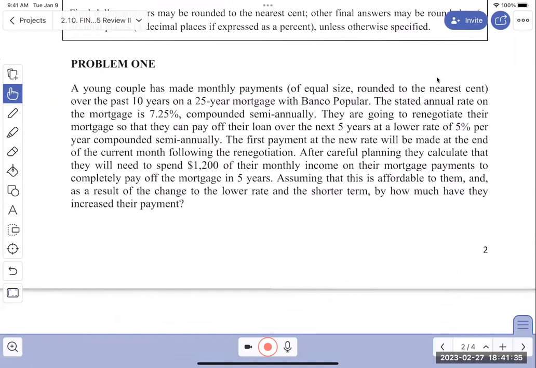All right. So a young couple has made monthly payments of equal size, rounding to the nearest cent, over the past 10 years on a 25-year mortgage with Banco Popular. The stated rate on the mortgage is 7.25%.